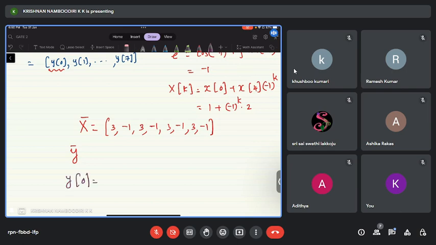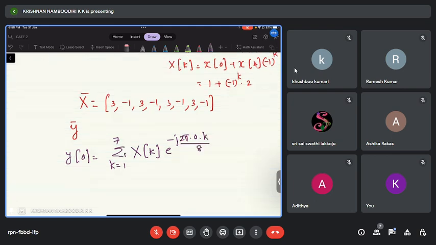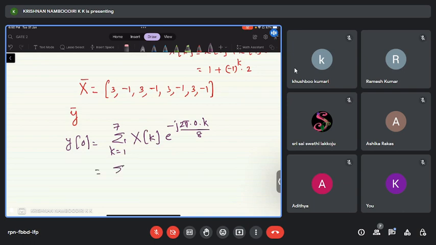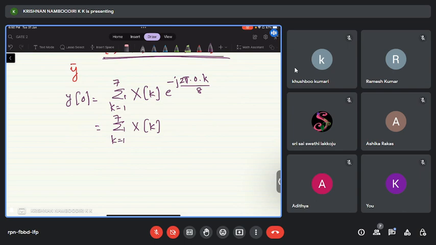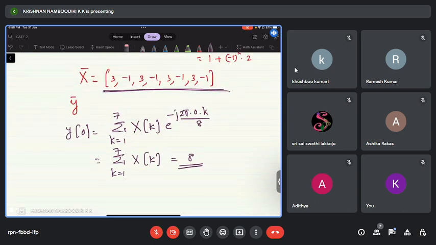So how do you find y0? That is nothing but summation k equal to 0 to 7 x of k e power minus j 2 pi n k divided by 8. So n should be 0 here because it's 0 into k divided by 8. Correct? Which is equal to summation of x of k. So you just need to take the sum of all these. So 3 plus 3 plus 3 plus 3, 4 times, so 12, and 4 minus 1s are there, minus 4. So 12 minus 4, which is equal to 8. So y of 0 equal to 8. So the answer to the question is nothing but 8.